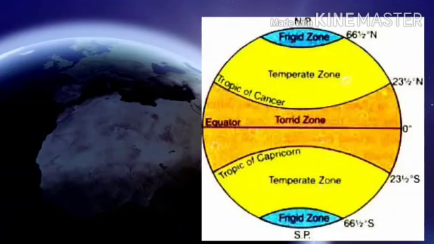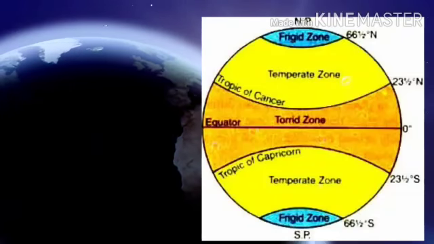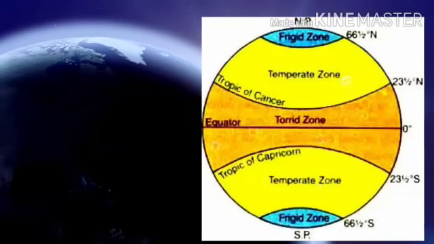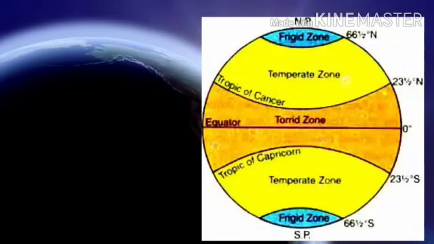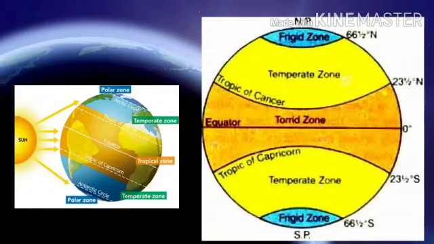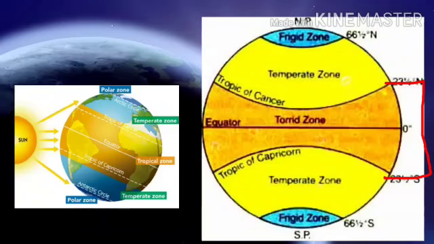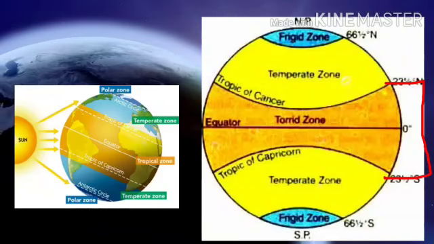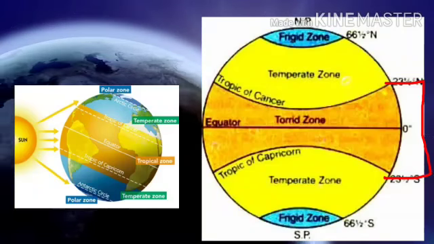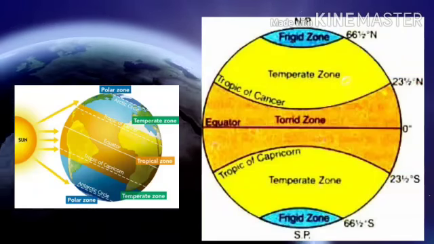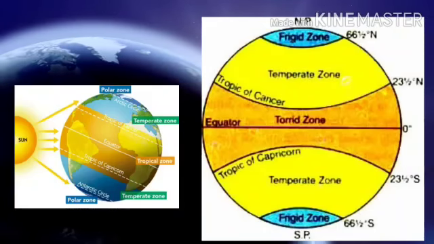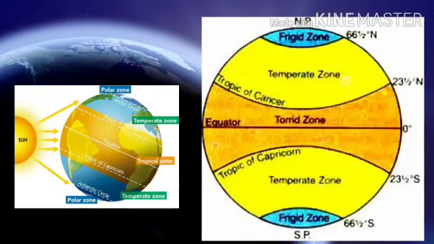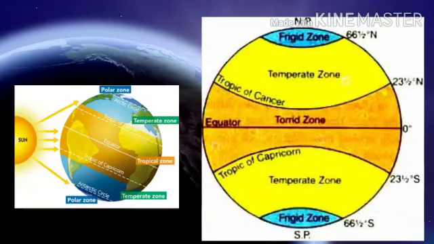Torrid zone. This is the zone of high temperature. The temperature is very high because the sun rays fall directly. This region is found between 0 degree, the equator, and Tropic of Cancer in the north, that is 23.5 degree north latitude, and the equator and Tropic of Capricorn 23.5 degree south. This region receives direct rays from the sun, so the temperature is very high. That's why it is called a torrid zone.